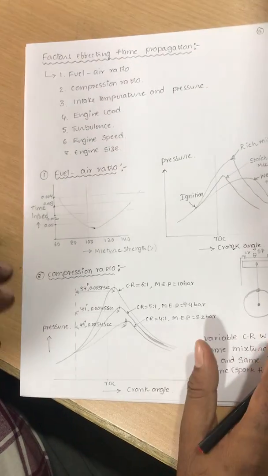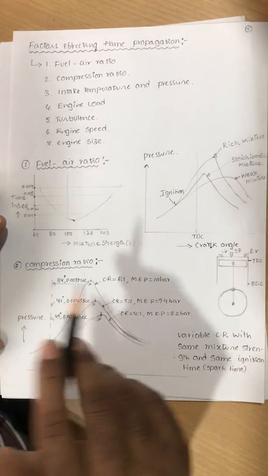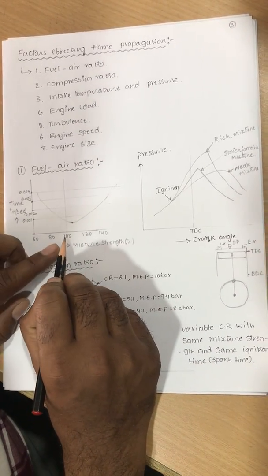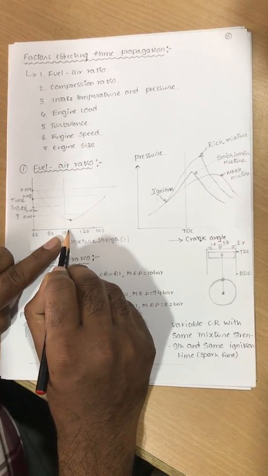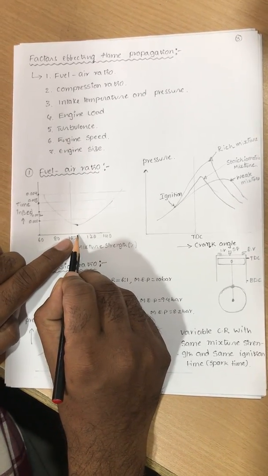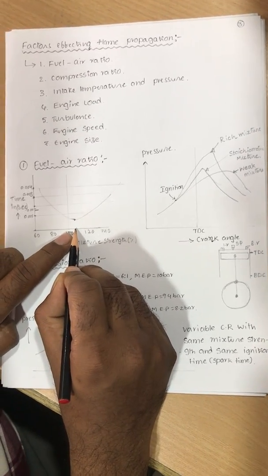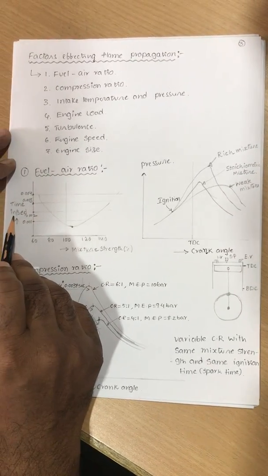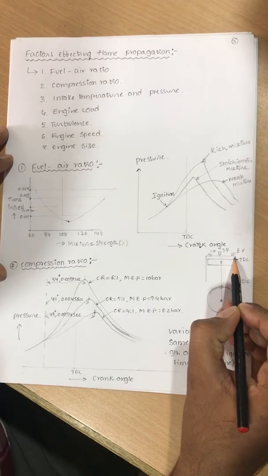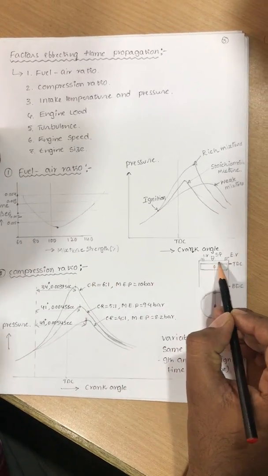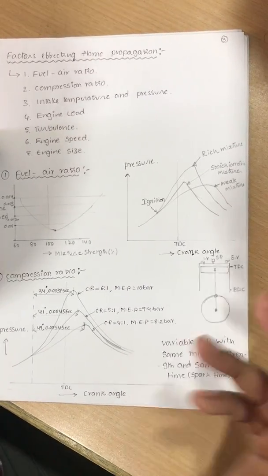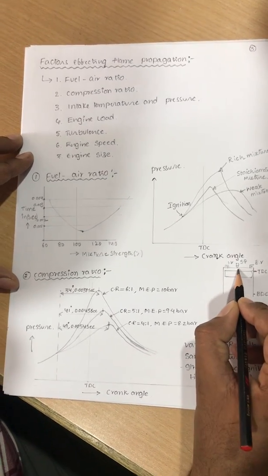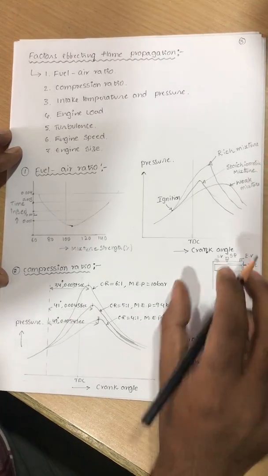That means 10% richer than stoichiometric gives maximum temperature, as we discussed earlier. So the maximum temperature occurs when the mixture is 10% richer. See the mixture ratio, mixture strength versus time taken for the flame to reach the end portion. If the time taken to reach the end portion is less, it means velocity is more. That means speed of the flame is more. If the speed of the flame is more, time taken to reach the end portion is reduced.